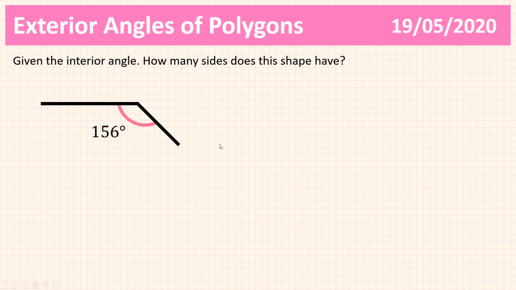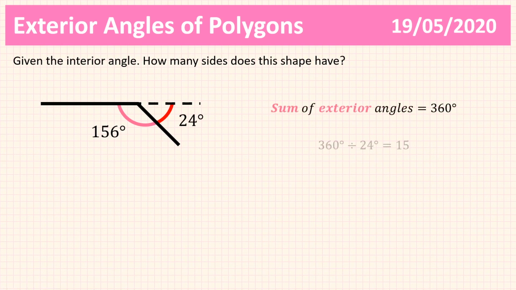Okay, let's have a look. The first thing we need to do is work out the size of the exterior angle. So we draw the exterior angle in. Then we use our angle rules that we already know, because angles in a straight line sum to 180. Interior and exterior angles, because they're on a straight line, will also sum to 180. So I've got a 24-degree angle there. I know that the sum of exterior angles is 360 degrees. I also need to work out how many of these 24-degree angles I need to get around my shape. So I do 360 divided by 24, which gives me 15. That means this shape has 15 sides.